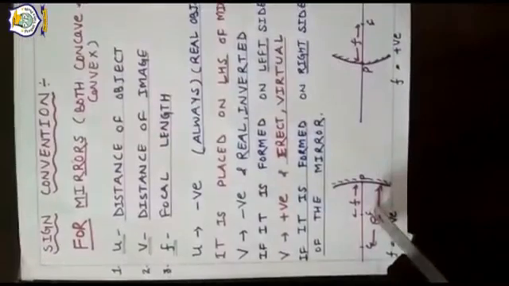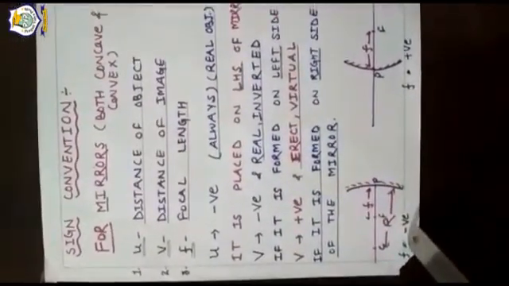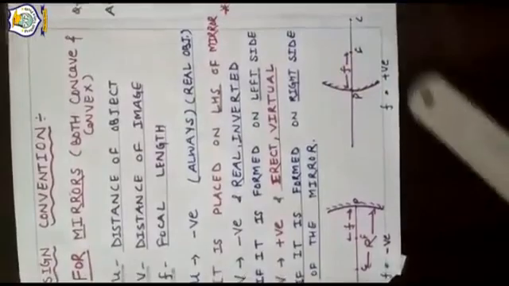Now you can see from here, this is the concave mirror, this is a convex mirror. The focus of concave mirror lies on which side? Left. Hence PF is negative. PF means focal length, so this is negative. So remember this point. Similarly here, the focal length of convex mirror is positive. Why? Because focus lies on right side. Now it is clear?